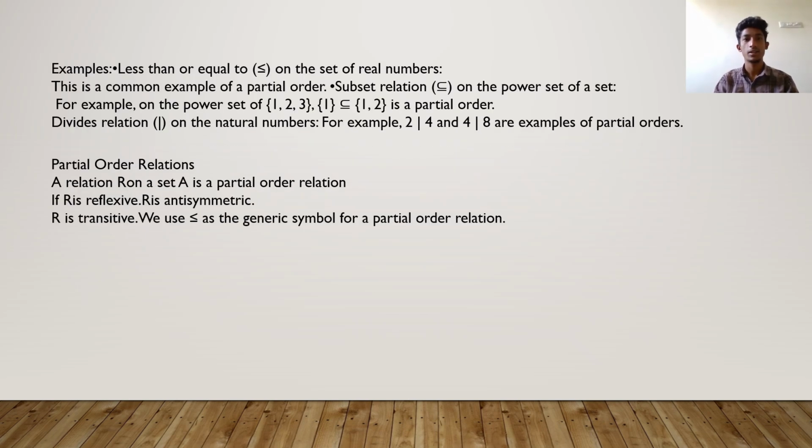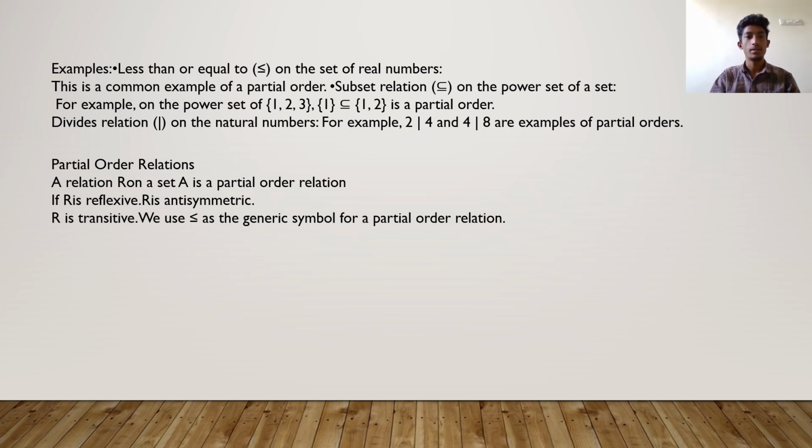Examples: less than or equal to on the set of real numbers is a common example of a partial order. Subset relation on the power set of a set, for example, on the power set of {1, 2, 3}, where {1} is a subset of {1, 2}. Divides relation on the natural numbers, for example, 2 divides 4 and 4 divides 8, are examples of partial orders.